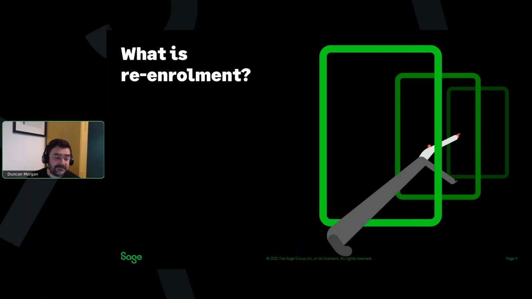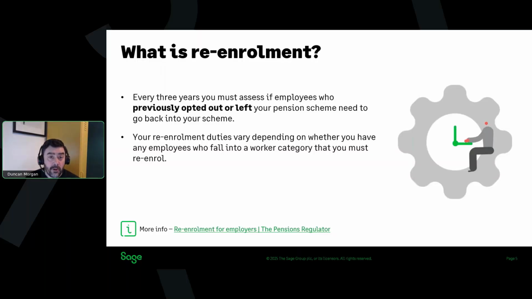So let's start things off by talking about what re-enrolment is. This is one of your key employer duties under automatic enrolment legislation. And it means that as an employer, every 3 years, you must assess any employees who previously opted out or left your pension scheme to see whether they need to go back in to that pension scheme and be re-enrolled. Now, the actual duties you have will depend on whether or not there are any employees that fall into a worker category that needs to be re-enrolled, but it will always involve completing a re-declaration of compliance with the pensions regulator.